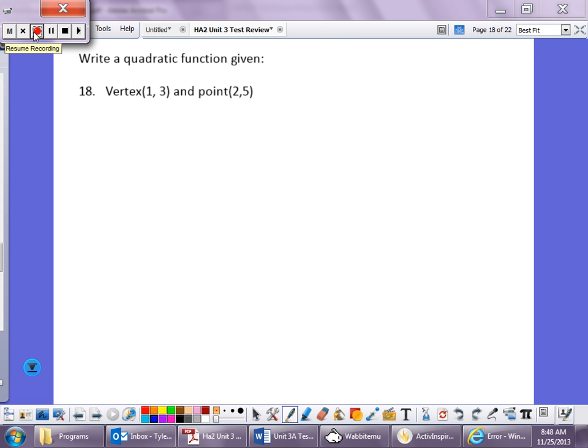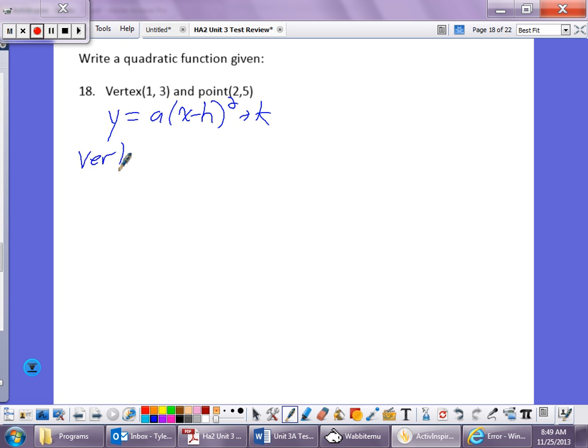For these, it wants you to put it in a quadratic function. This would be easiest to put in vertex form, which is just a(x minus h) squared plus k. And remember, our vertex is (h, k). So to find h and k, all you have to do is plug in 1 and 3. So you'd have y equals a(x minus 1) squared plus 3.